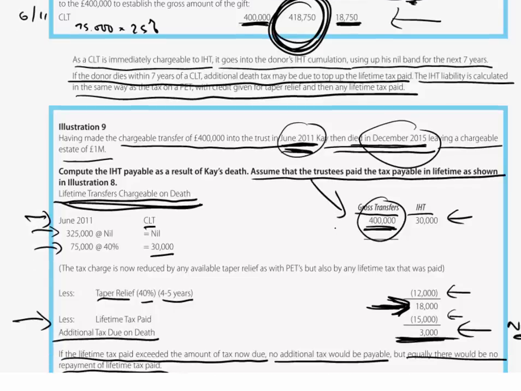We now use, as we always do on death, the nil rate band in force at the date of death. As there was only one lifetime transfer, £325,000, it enjoys all of that nil rate band and the balance of £75,000 at the tax rate in force at the date of death, 40%. That is £30,000 of tax.